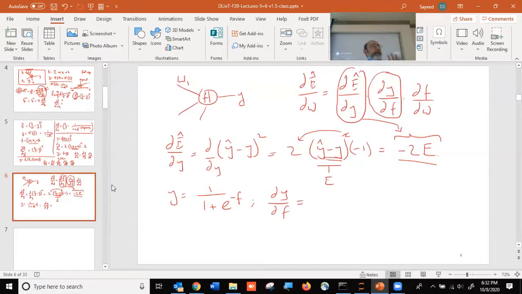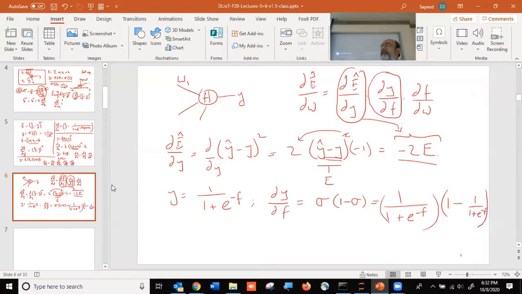So you can do it. It's a little complex, but I won't waste your time doing this. Interestingly, the solution is very simple. The solution is sigma times 1 minus sigma. In other words, the solution is 1 plus e to the power minus f, this is sigma, times 1 minus 1 upon 1 plus e to the power minus f, okay?